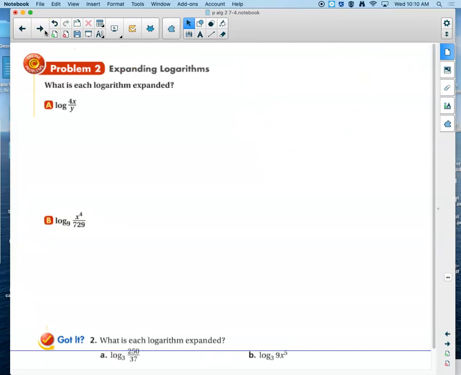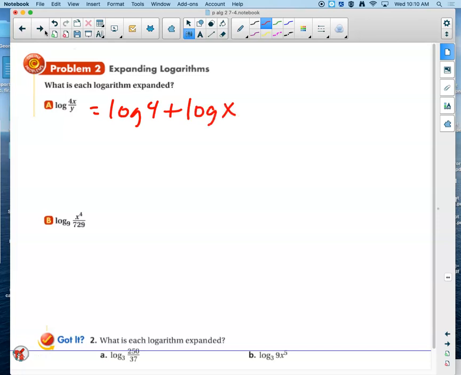Alrighty, it says, what is each logarithm expanded? Well, let's see. Step 1 is change any multiplication into addition. Oh, well, the 4 and the x are being multiplied up here. So I'll have to do log of 4 plus log of x.